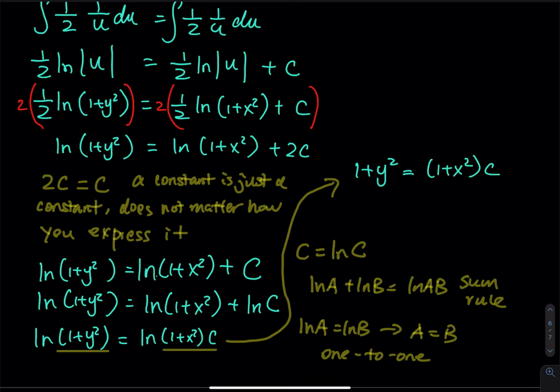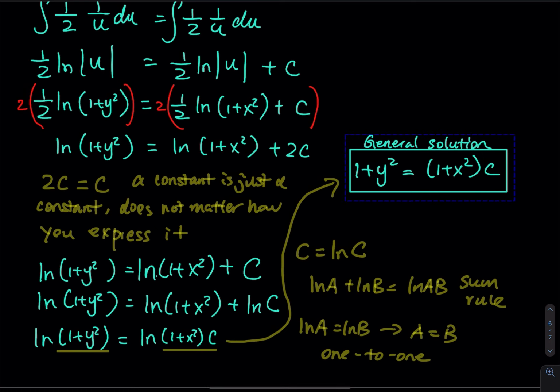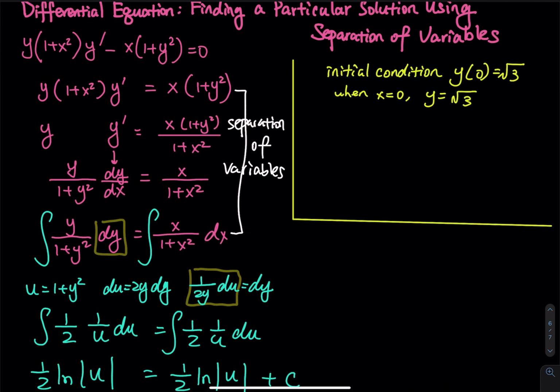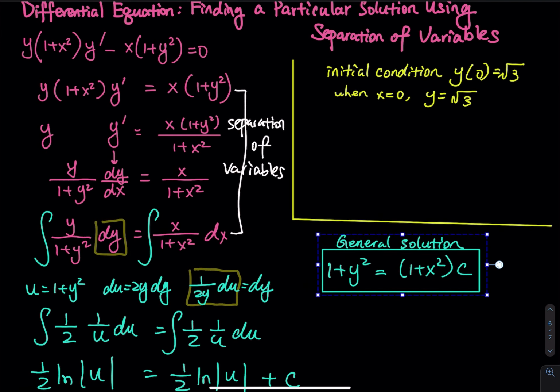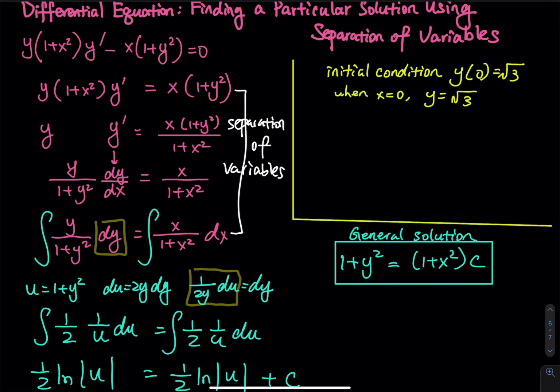You don't need to move the 1 to the other side. You can leave the 1 plus y squared on the left-hand side, and I will just call this my general solution. And then to find the particular solution, you have to plug in the initial condition to it. So let me just copy and paste. I'm going to copy, go up and paste outside, so I have more space for myself. So this is the general solution.